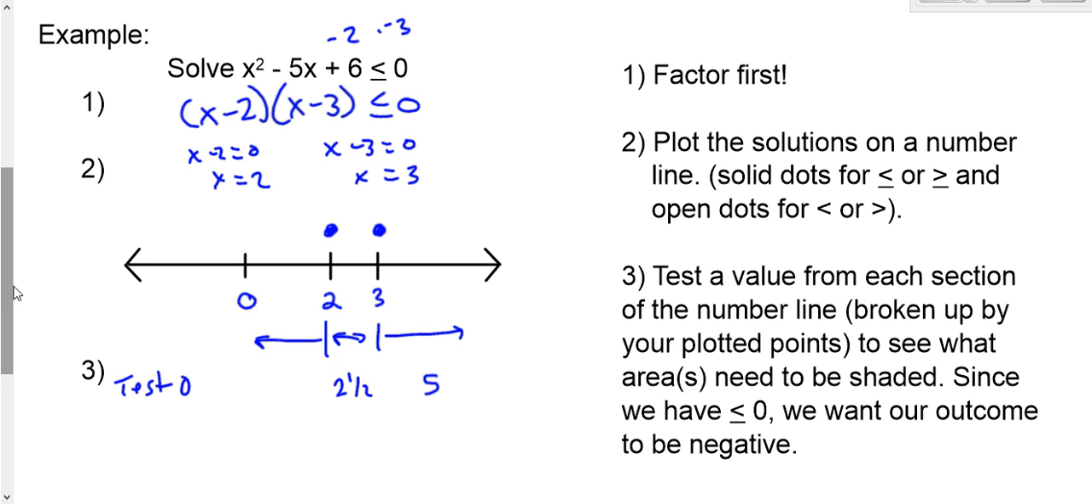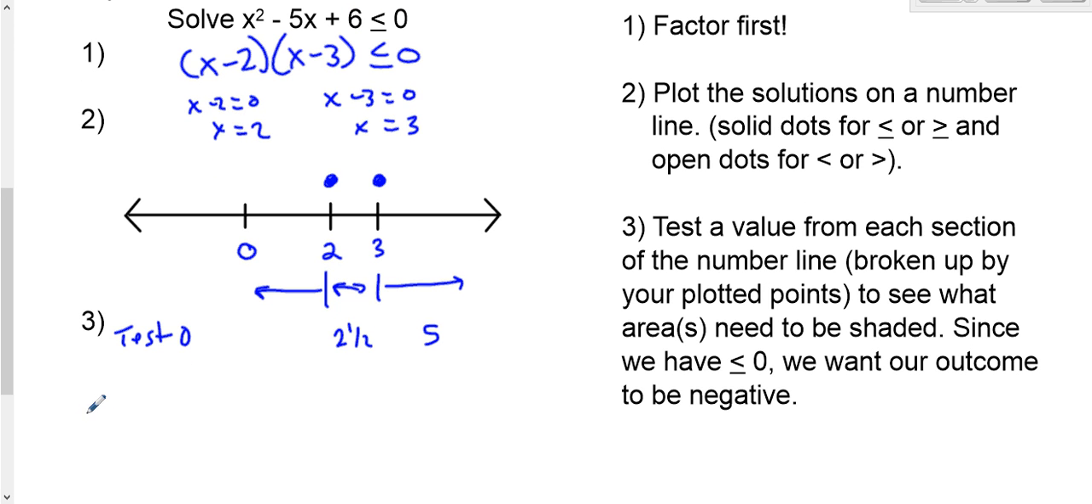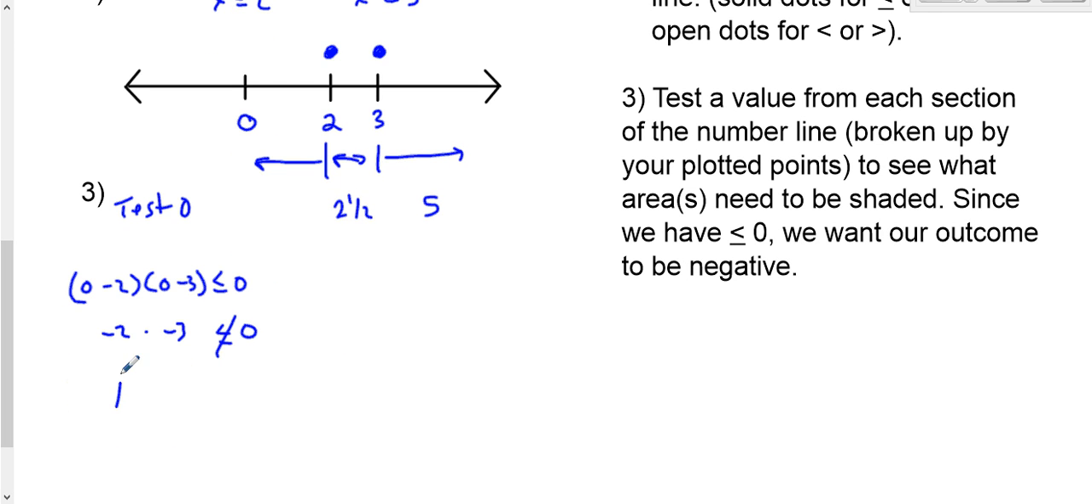So when I test these, I am testing them with my factors. So 0 minus 2 times 0 minus 3. And I'm checking to see, is that going to give me less than or equal to 0? Well, that would be negative 2 times negative 3, which is 2 negatives, which is not less than 0. So this is not going to work with my solutions.